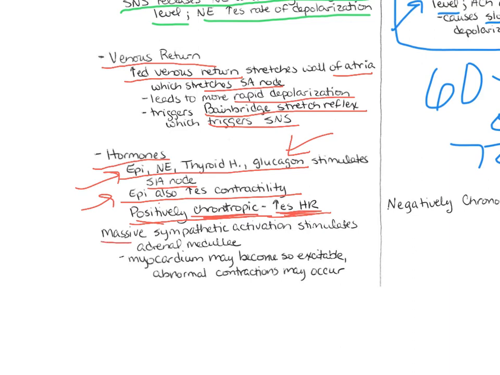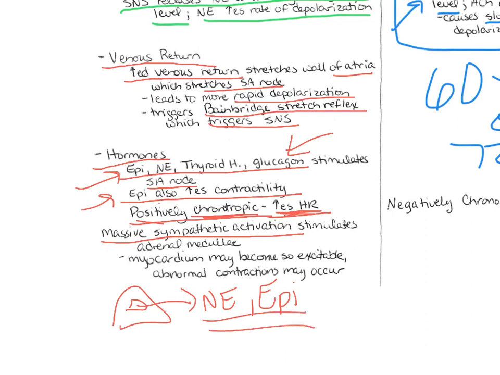If you have a massive sympathetic activation, if there's a crisis situation, hemorrhaging, something like that, your adrenal medulla gets stimulated, and the adrenal medulla puts out norepinephrine and epinephrine. And if there's too much being put out, if the myocardium becomes too excitable, then you can actually start to get abnormal contractions occurring in the heart.